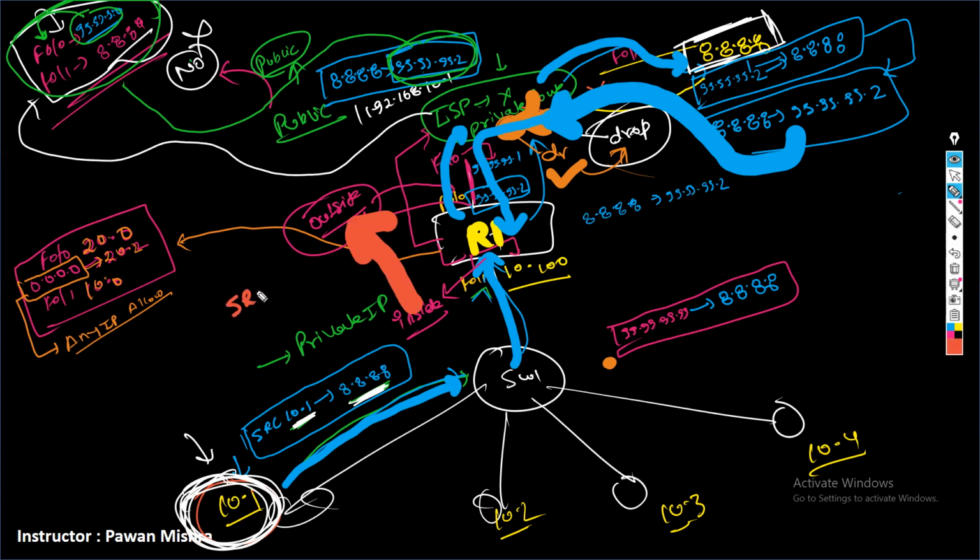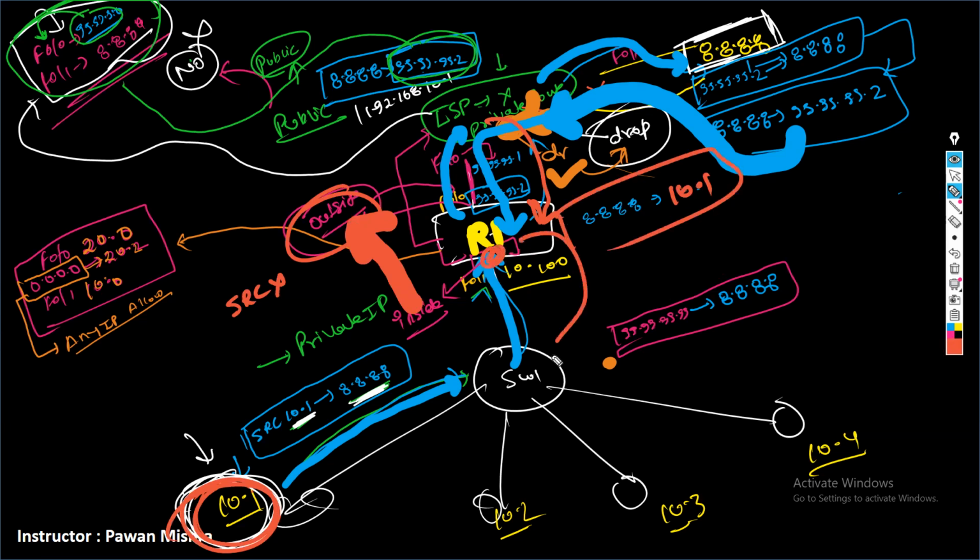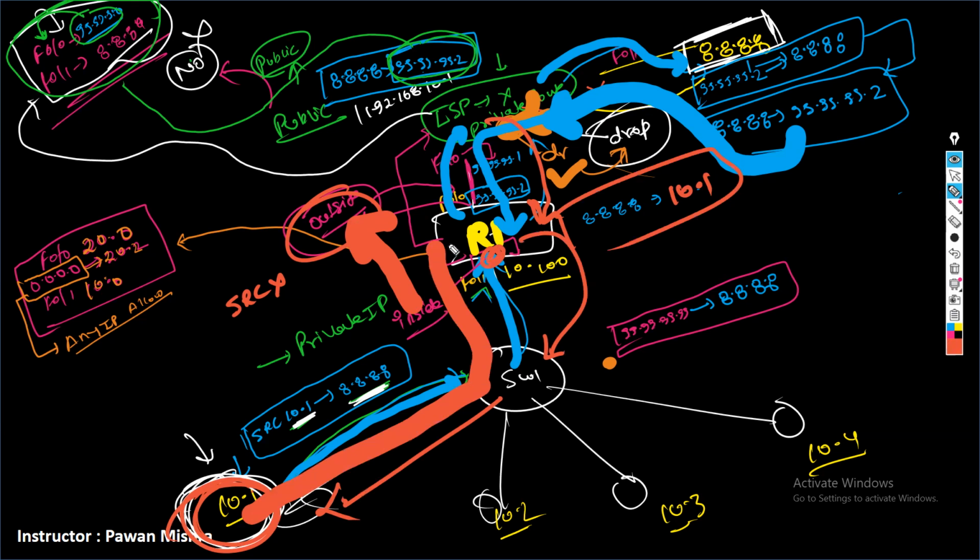R1 router is removing the source IP and putting the outside interface IP, right? But when the reply packet is received by the router, it will remove the destination IP and put the PC IP address, that is 10.1, and then forward this packet to the switch, and the switch will forward it to the PC. So the flow is: the PC forwards the packet to the switch, the switch forwards it to the router, and the router performs NAT, network address translation. It changes the source IP to the outside interface IP, then forwards to the ISP.